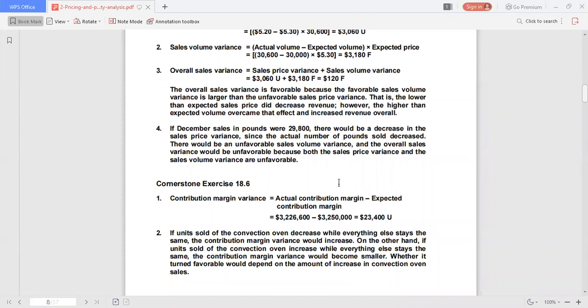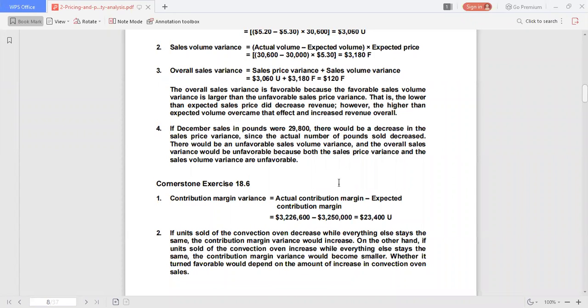So in requirement number 1, calculate the contribution margin variance. We have the actual contribution margin given at 3,226,600. That's the actual contribution margin. Then we deduct the expected or the budgeted contribution margin. So this gives us the difference of 23,400, which is unfavorable because the expected contribution margin exceeds the actual.